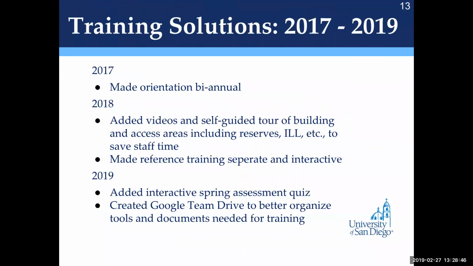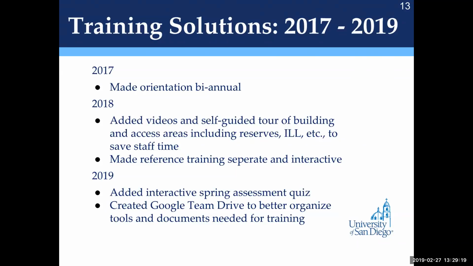In 2018, we added the videos and the self-guided tour of the access areas, including reserves and ILL, to save staff time. This is where we started to hone in on this self-guided concept, with the self-guided tour of the 2 different areas, along with some homemade training videos and tutorials that staff created. And also in 2018, taking the reference component out.